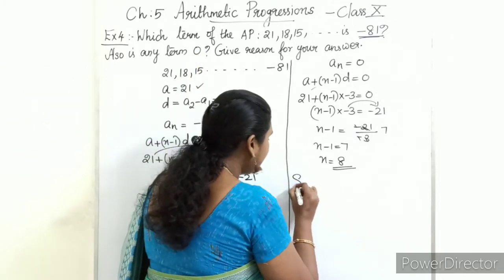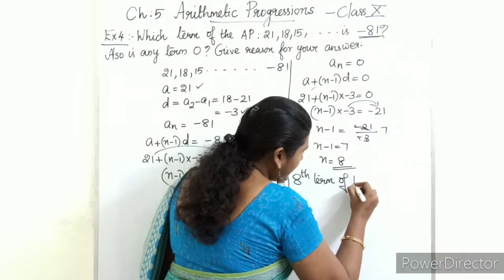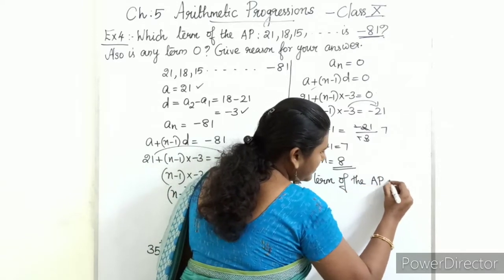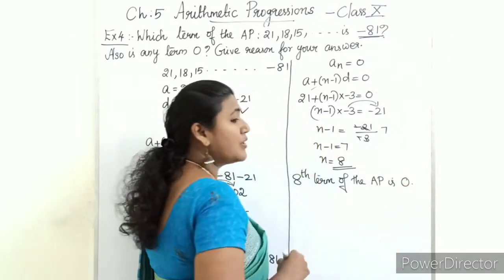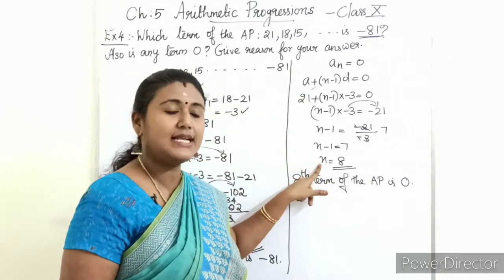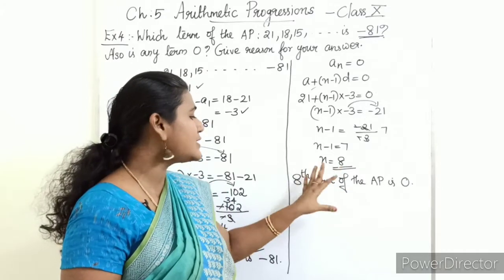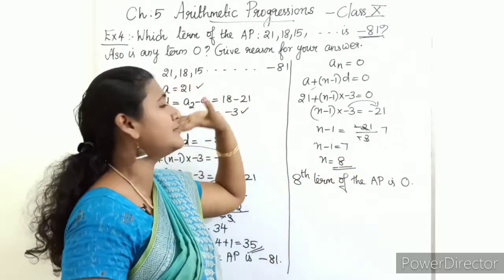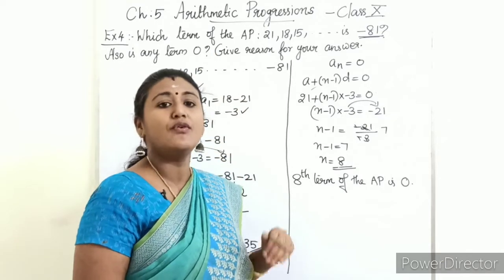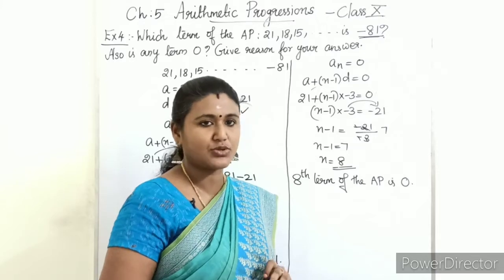So we can write: the 8th term of the AP is 0. This is how you have to do it. Suppose when you calculate this, if you are getting n that is not a whole number, in that case you can write there is no term whose nth term is 0. There is no n for which the nth term is 0. Now we will see the next question.